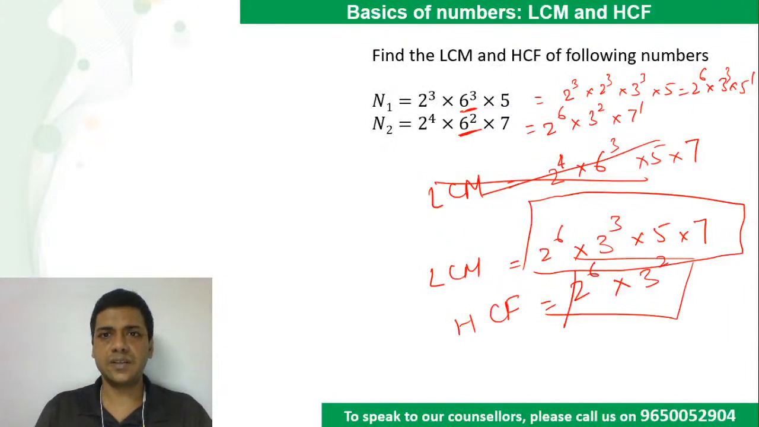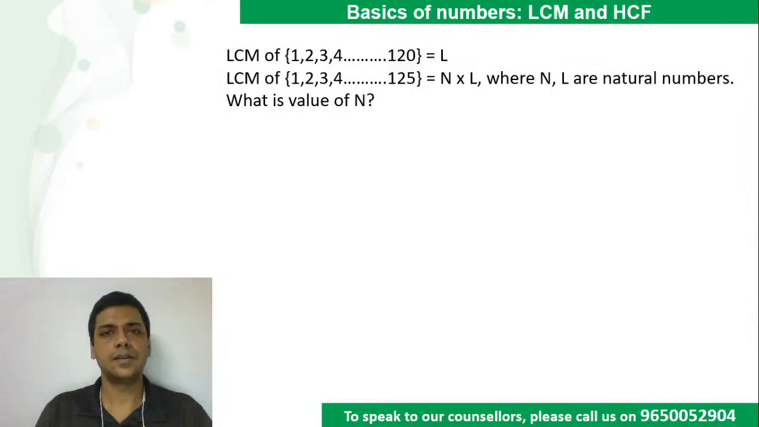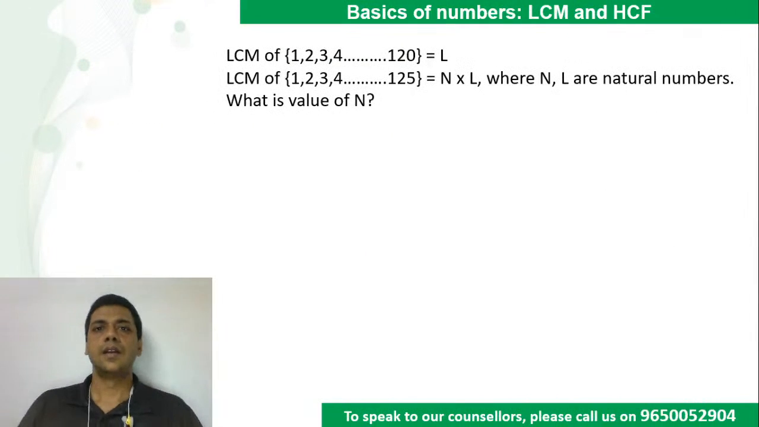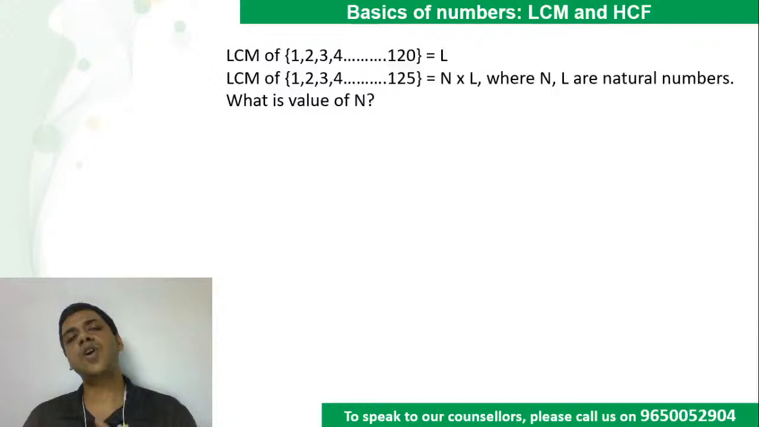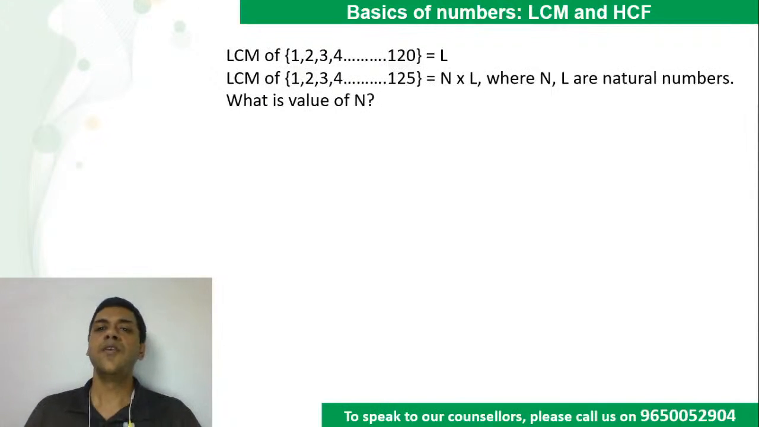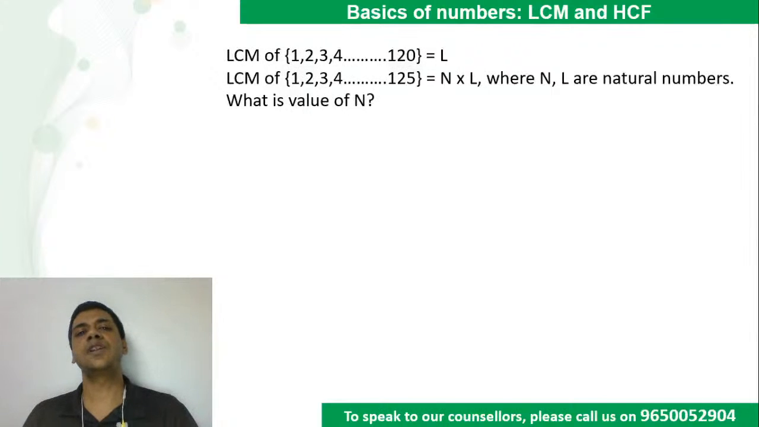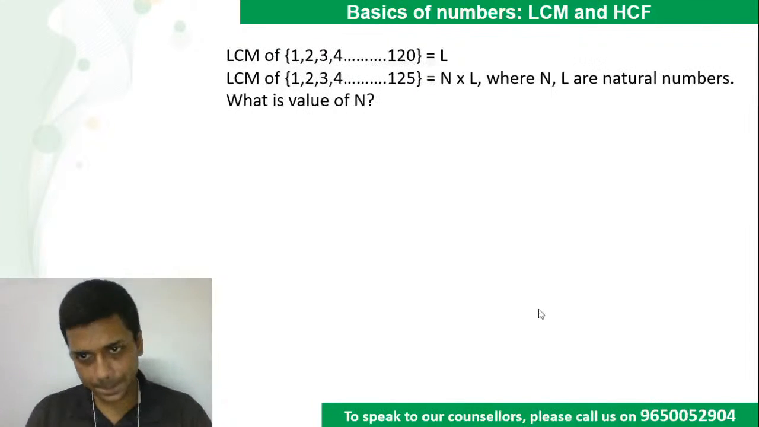Okay, moving to the next one. LCM of all the numbers from 1 to 120 is L, and LCM of all the numbers from 1 to 125 is L into N, wherein L and N are some natural numbers and you have to find the value of N. Guys, take a minute and try to solve this question.